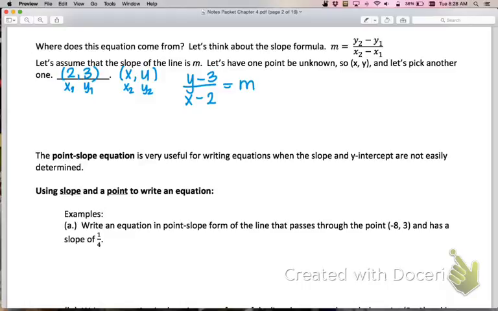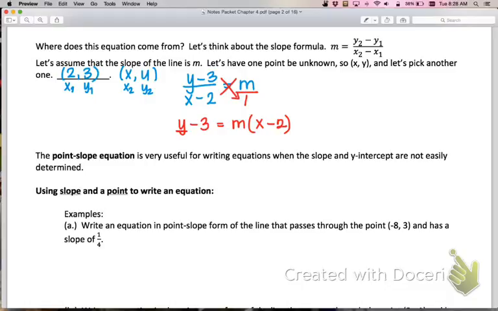Now, something that we use in math a lot to solve problems is called a proportion. You saw these in 7th and 8th grade. So if I put this over 1, remember we can cross multiply with proportions. So if I multiply y minus 3 times 1, anything times 1 is just itself, so that's going to be just y minus 3. And then when I multiply m times x minus 2, we get this. This is exactly where the point slope formula comes from.